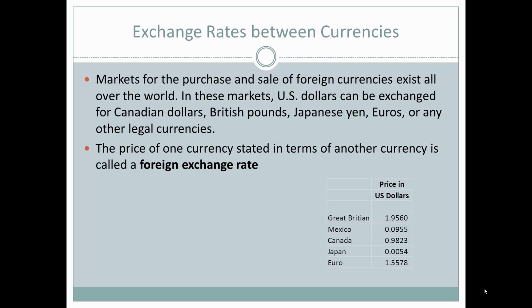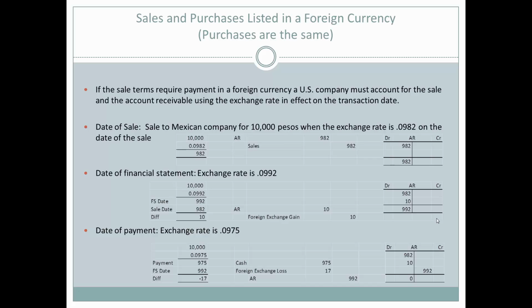The price of one currency stated in terms of another currency is called the foreign exchange rate. So these are the foreign exchange rates for various countries in relationship to the US dollar. Sales and purchases listed in foreign currencies. We're going to be primarily looking at some sales, but the purchases would be the same.